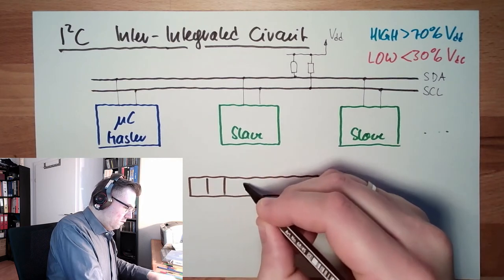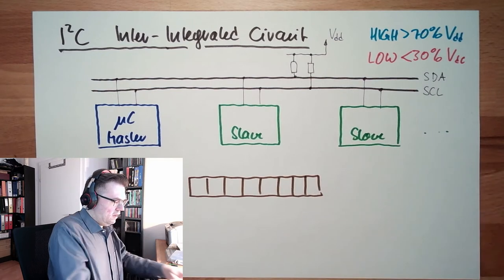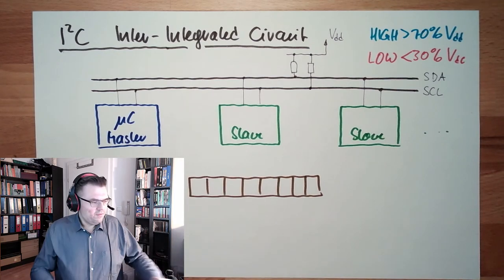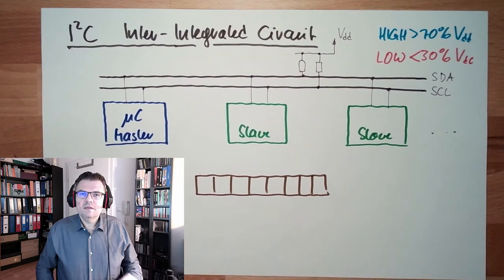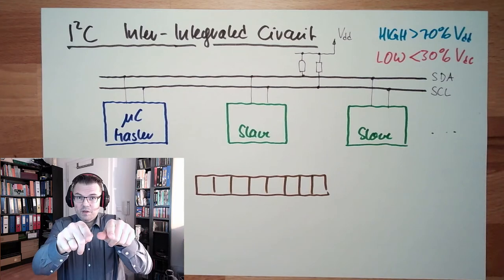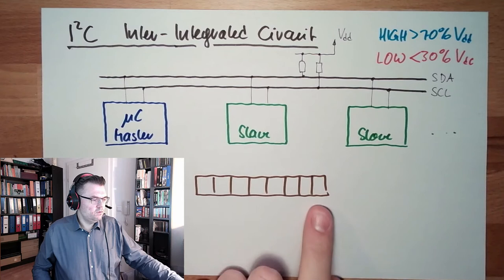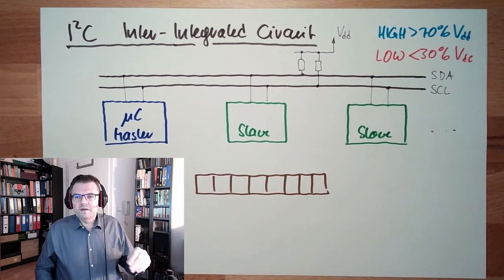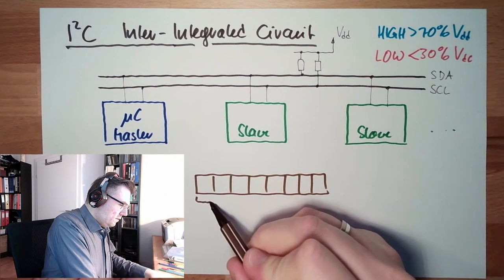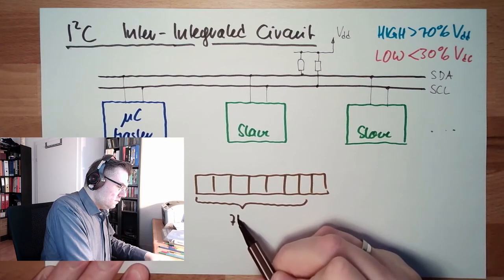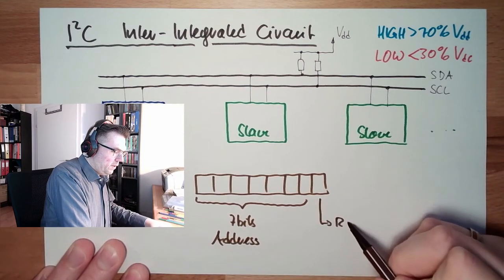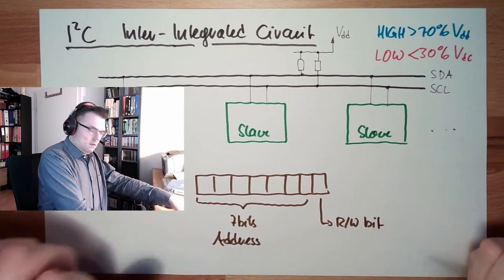1, 2, 3, 4, 5, 6, 7, 8. 8 bits, and the address of each element is only 7 bits. And the last bit sent by the master tells the slave if I want to get some information from it or write some information to it. So this is the read-write bit. Then we have 7 bits, this is the address, and this is the read-write bit.